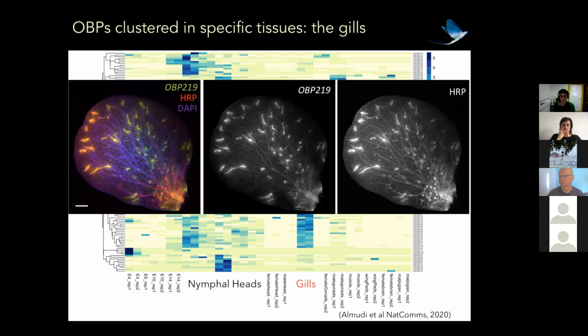And indeed, when we look at the expression of some of these odorant binding proteins, we observe that they were expressed across the entire gill plate, and that this expression colocalized with HRP, which is a neural marker, suggesting that these abdominal gills are not only a respiratory organ, but also a sensory organ.